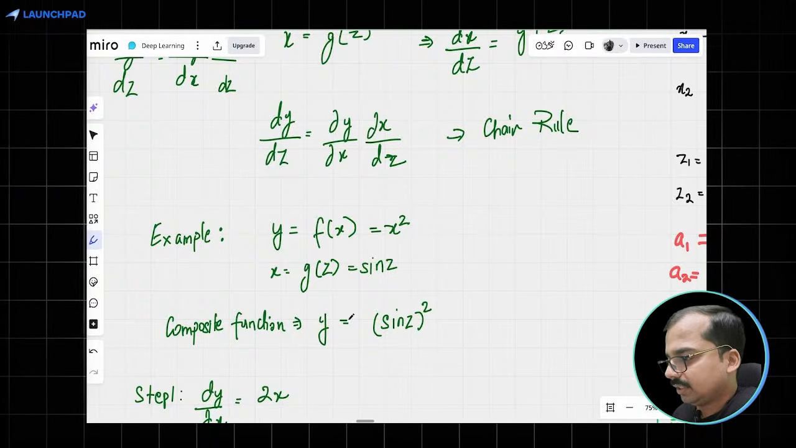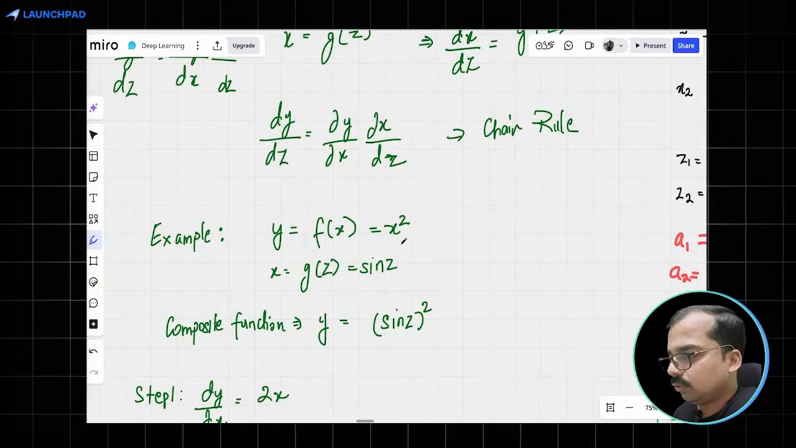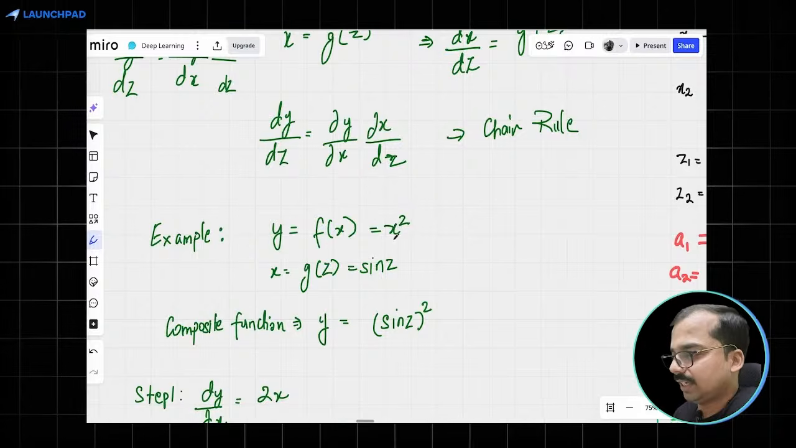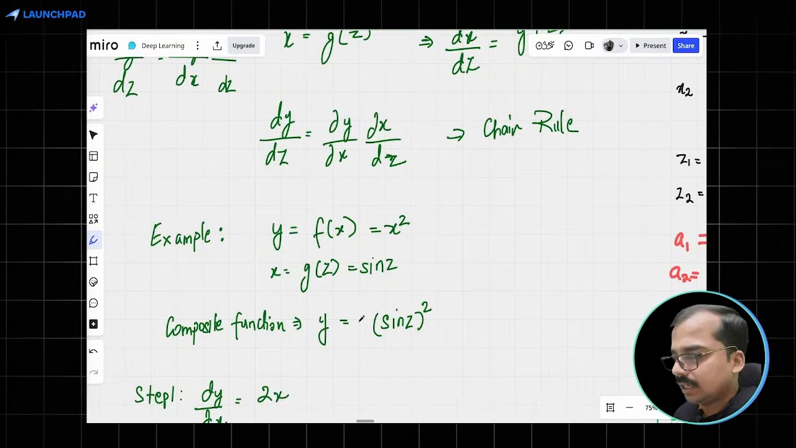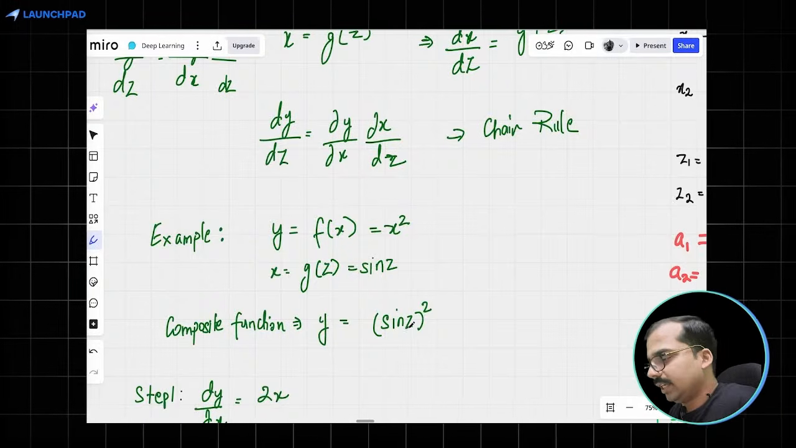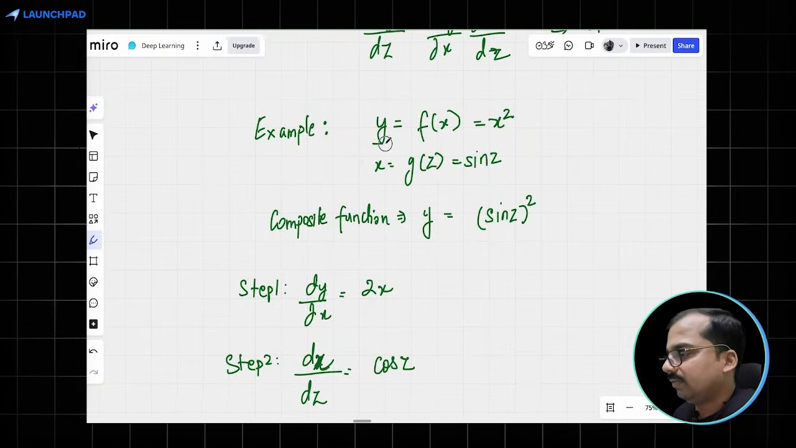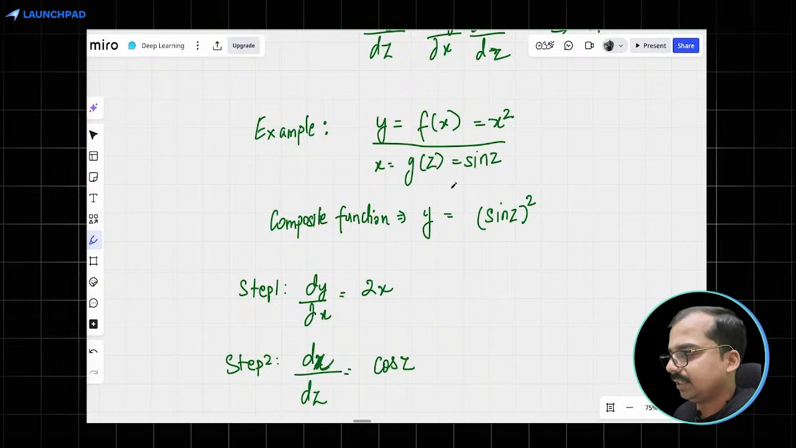So the composite function is basically y equals sine z whole square, right? This x is actually sine z, so I have replaced x with sine z. So y is a function of sine z whole square. Now if I want to get dy by dz over here, first I'll differentiate this part, dy by dx directly. So I got dy by dx equals 2x.